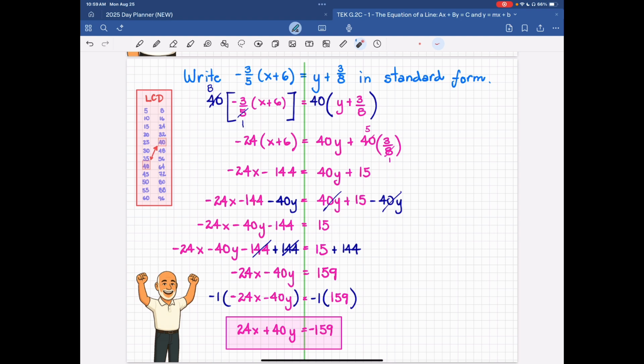So again, this problem, given an equation, placing it in standard form, please pause the video and check your answers. When you're finished, press play to continue.